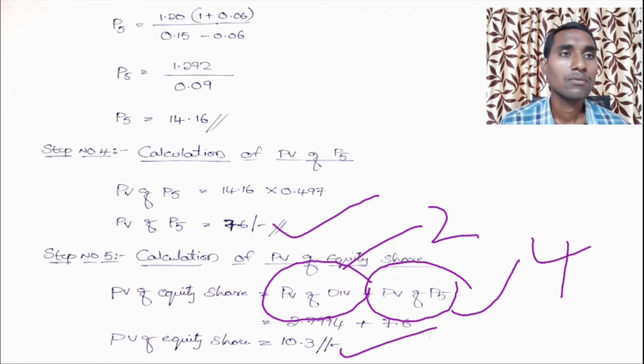So this is how we are done with the problem, another problem on multiple growth rate model. I hope you have understood.